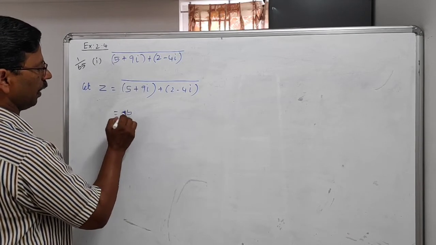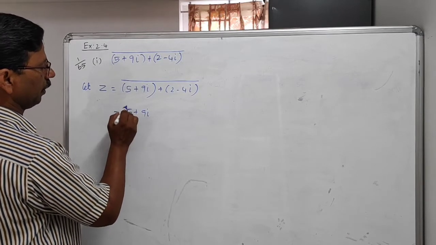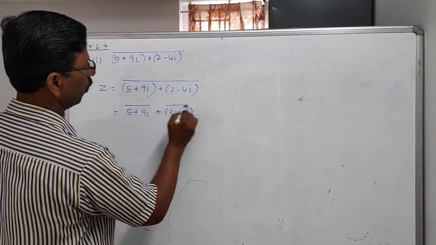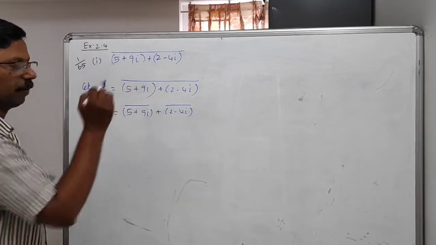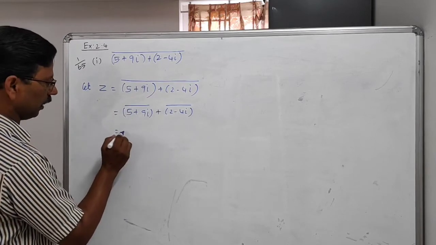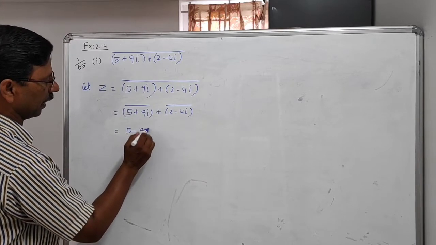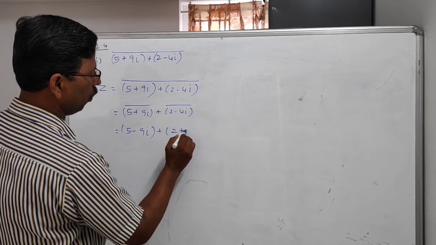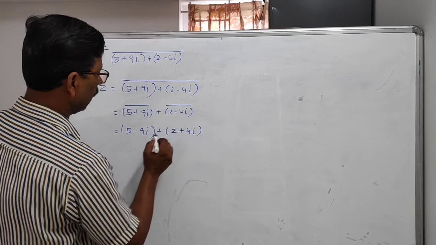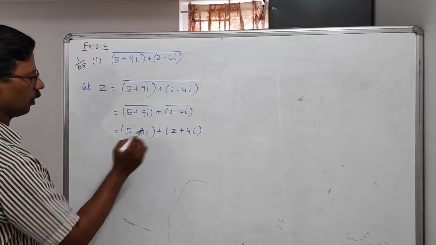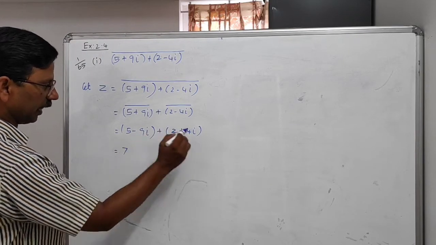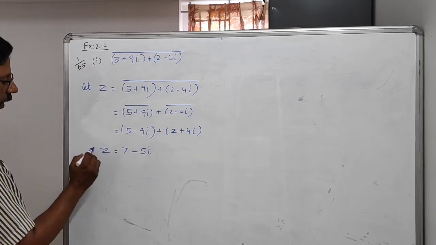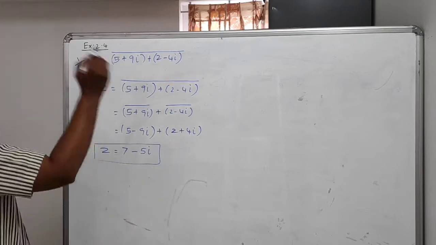See here, (5 plus 9i) plus (2 minus 4i). The conjugate of these two things we can write separately. Now the conjugate of this one is 5 minus 9i, then plus the conjugate of this one, 2 plus 4i. Now add these two things, 5 plus 2 is 7, minus 9 plus 4 gives minus 5i. This is the rectangular form of this given problem.